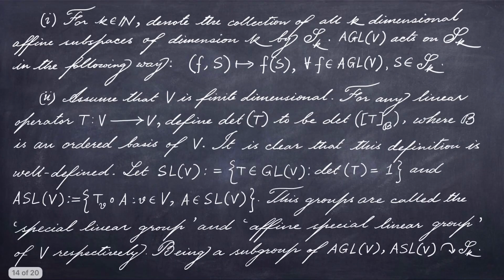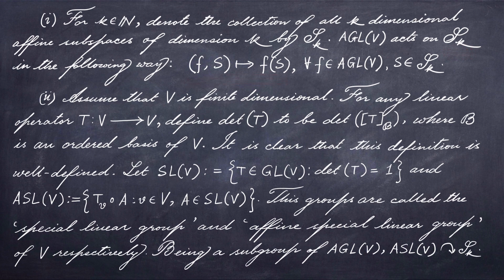Now we concentrate upon the following actions of this affine general linear group. For any k, let's consider the collection of all affine subspaces of dimension k. By an affine subspace, if you remember, it is just a subspace followed by a translation. Then this affine general linear group acts on the space of affine subspaces in the following natural way.